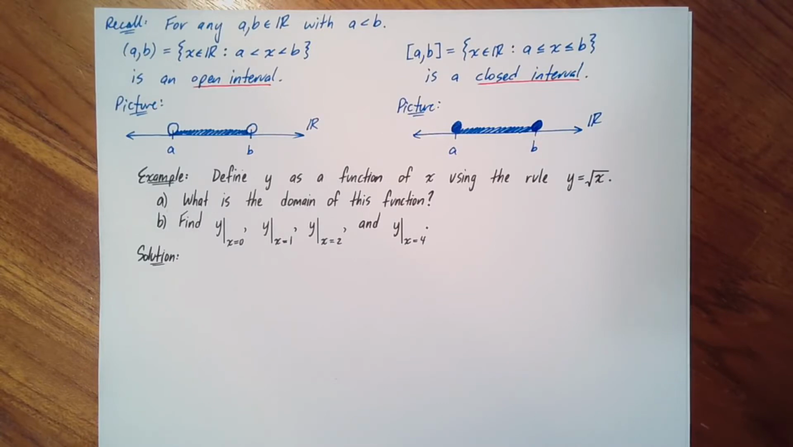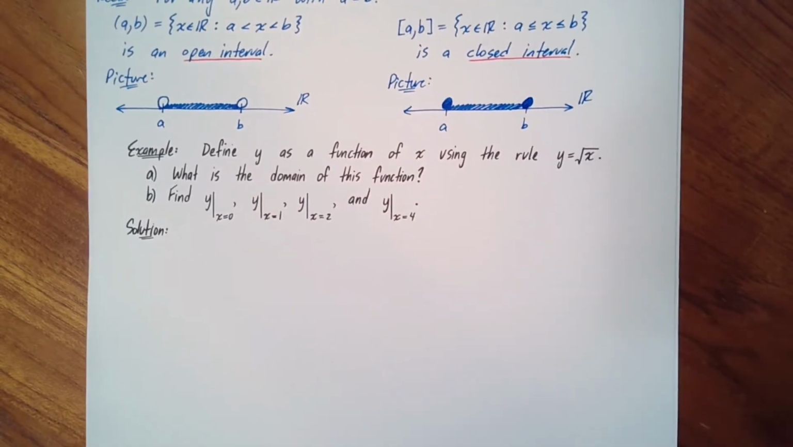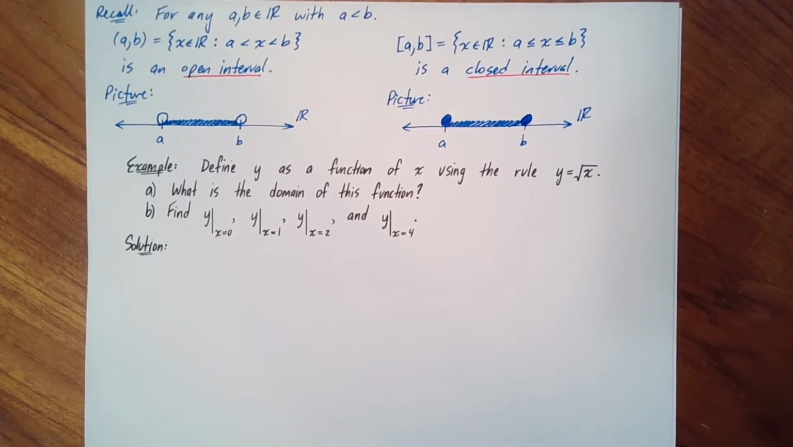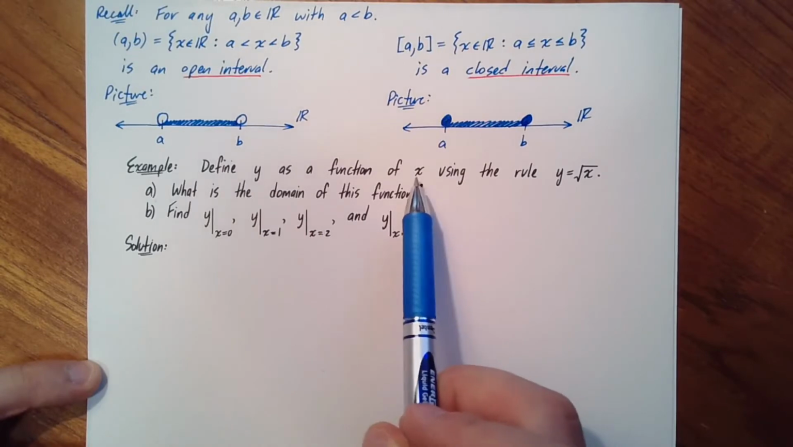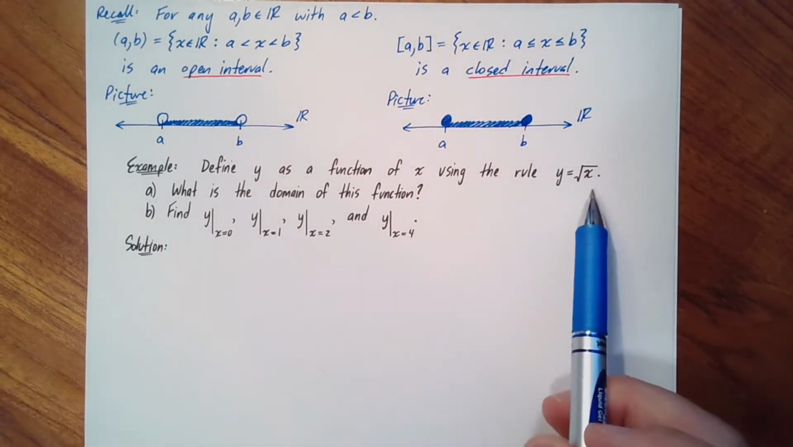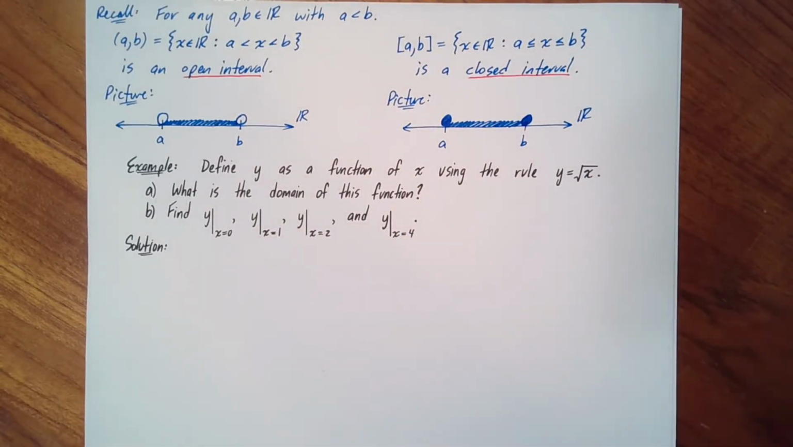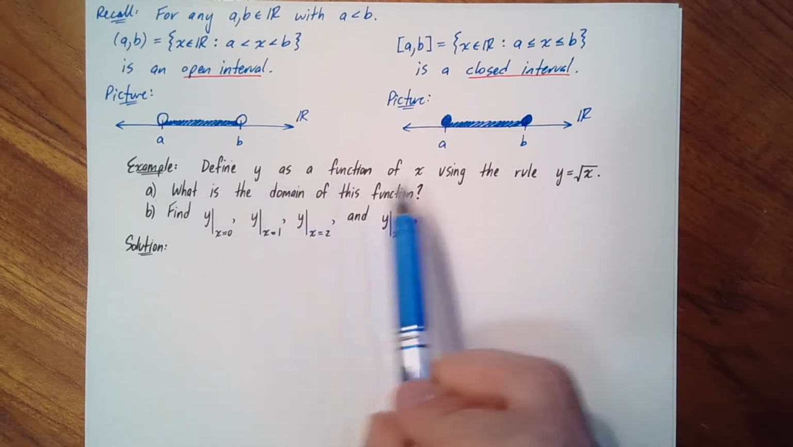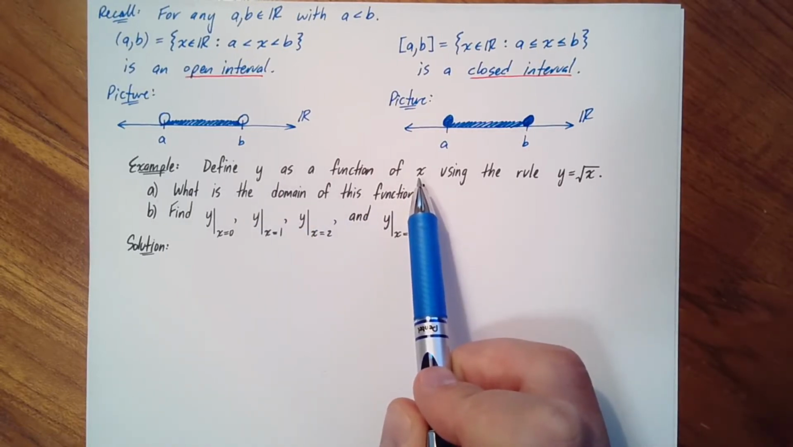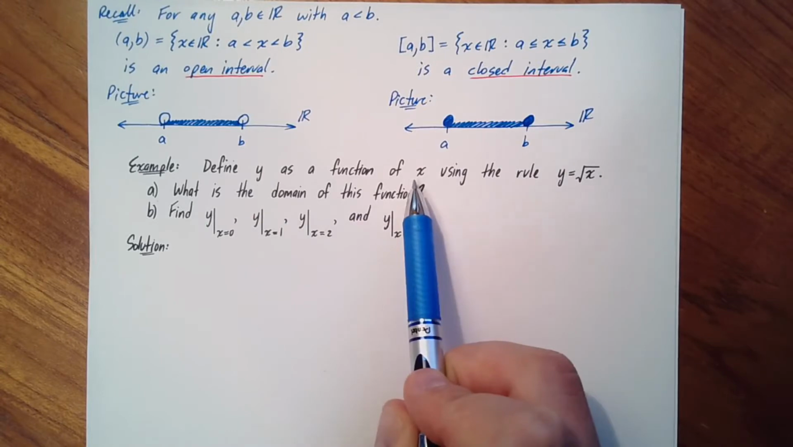Okay, let's move on to this example here. This is an example of a function that's defined using a little bit different notation. So let's read this carefully. Define y as a function of x using the rule y is equal to the square root of x. Notice you don't see the f of x notation that we had in the previous example. We're actually just using a single letter to represent the output value. So y represents the output value and x represents the input value. So when you see y as a function of x, that's really what that means. Here's your output and here is your input.